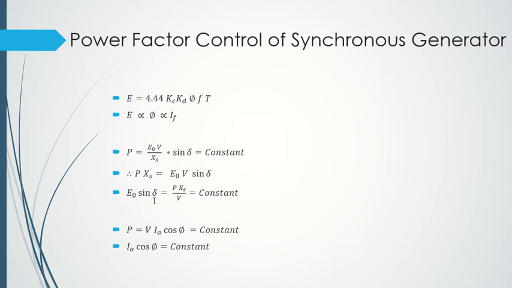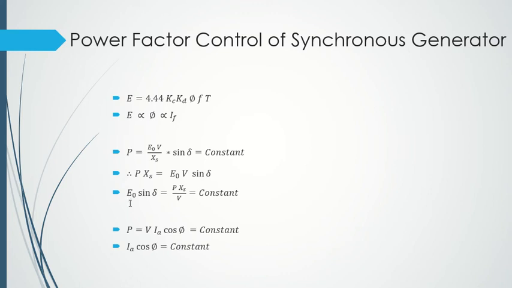When excitation is changed, your EMF will definitely change. But the load angle, delta, will also change. But how will it change? It will change such that the multiplication of both of these terms, E0 into sine delta, will remain constant. So when you change the excitation, your E0's value will change, but with E0, delta will also change. And delta will change by just as much as needed to neutralize E0's change, so that your value always remains constant.